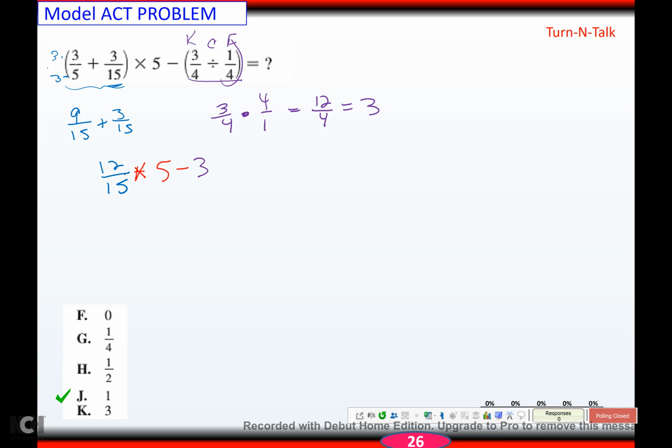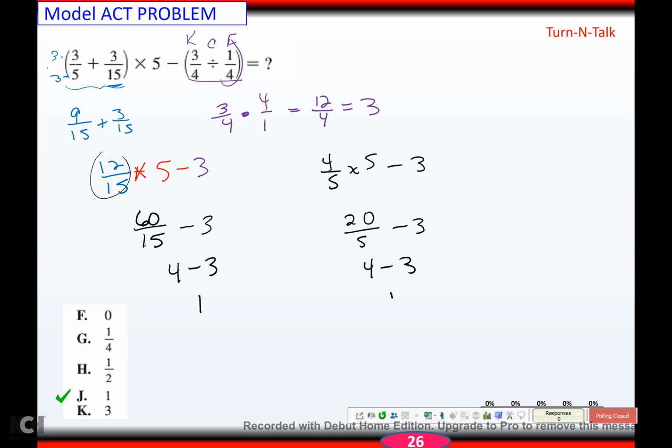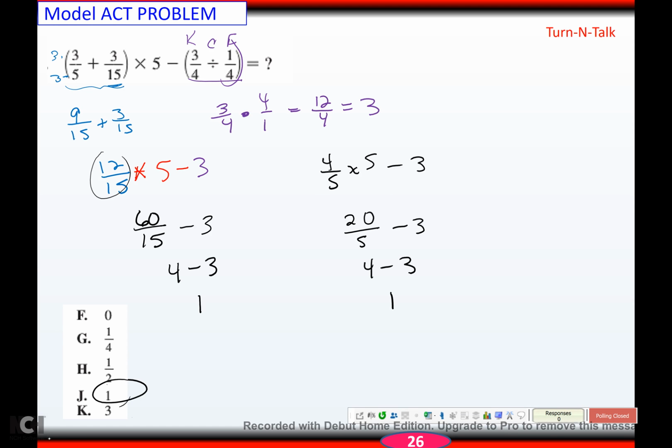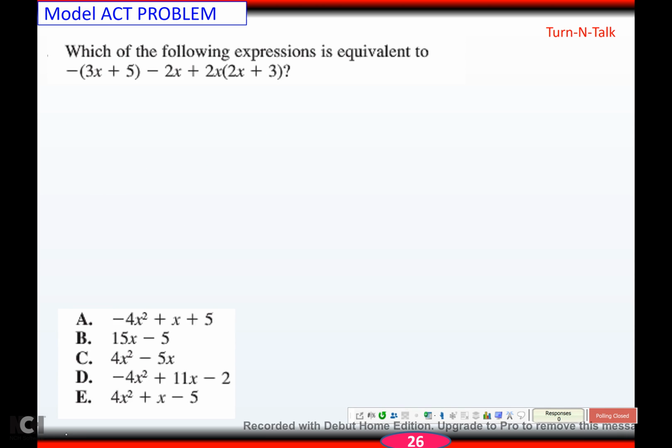Well, you could do this several different ways. You could go ahead and multiply this right now and get 60 over 15 minus 3. And then that would give me 4 minus 3, which gives me 1. You could have also reduced this and said that 3 goes into both of those, so 4/5 times 5 minus 3, that would be 20 over 5 minus 3, which would be 4 minus 3. Again, you'd get 1, however you tried to deal with that fraction. Okay? Alright. Try this one. Come back when you're ready.